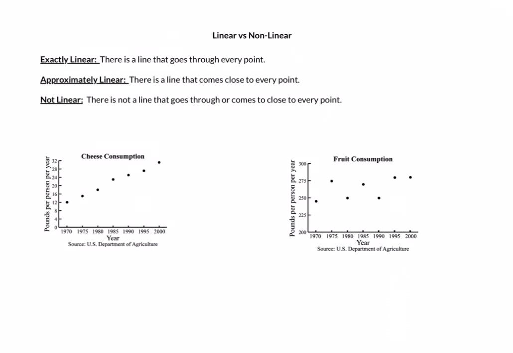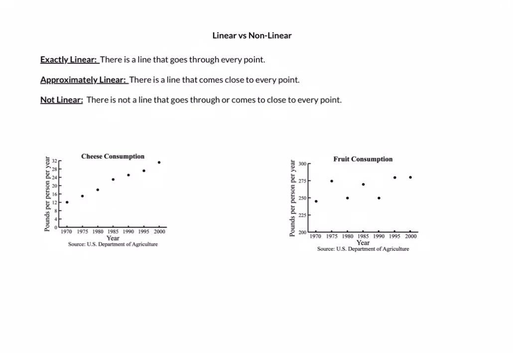The last thing we're going to talk about is linear versus nonlinear. When we talk about linear equations, there's actually three options. The first one is exactly linear, meaning that there is a line that goes through every point. And this is what we've been working with so far. Everything that we've been working with, we do have a line that goes through every single point.